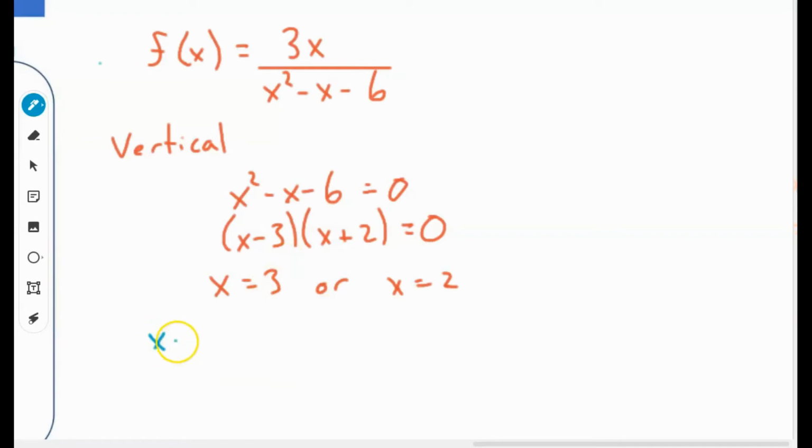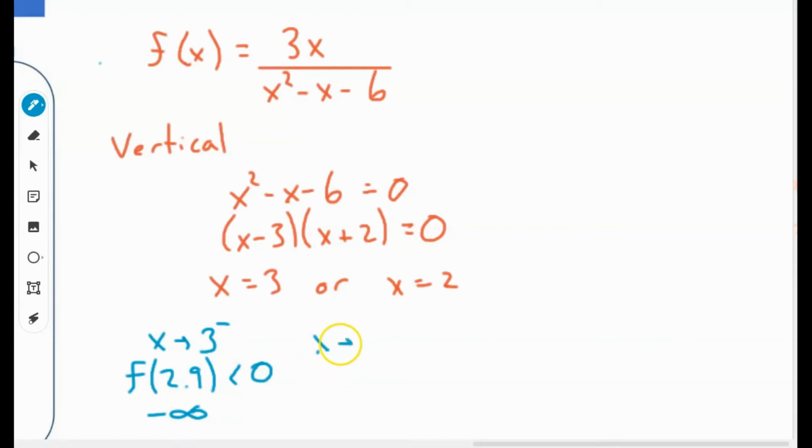So as x approaches 3, and we'll start from the left, you can choose a number very close to 3 from the left. So for example, 2.9. Okay, and if you sub that into the original function, you'll see that you get a negative number. So that means it approaches negative infinity from the left.